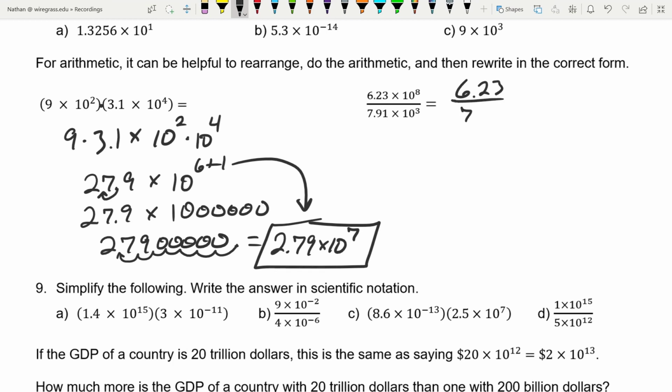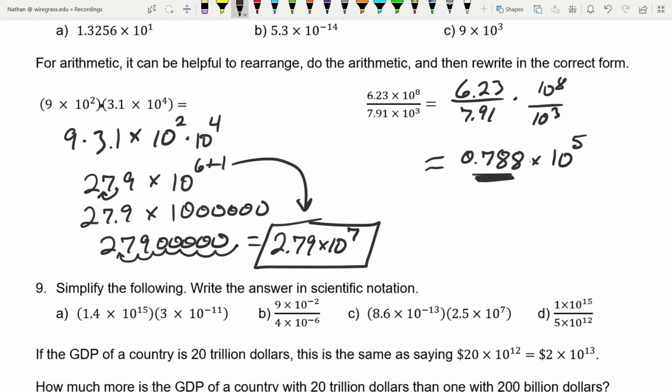6.23 over 7.91 times 10 to the 8 over 10 cubed. Doing that on a calculator, let's see, that gives us, okay, I'm going to have to do an average here. I'm going to go 3 places because I have 3 digits in the top and bottom numbers. 0.788. We have like bases that are dividing. 10 to the 8 divided by 10 to the 3. It's going to be 10 to the 8 minus 3, so 5.